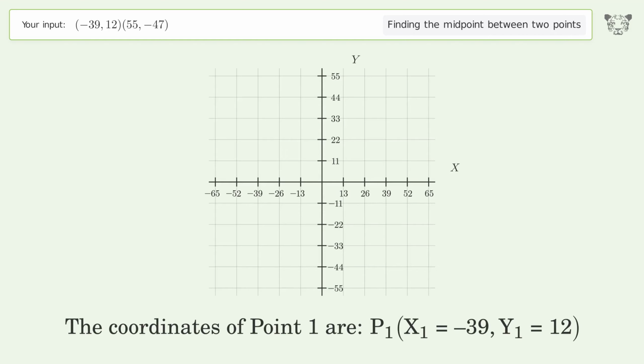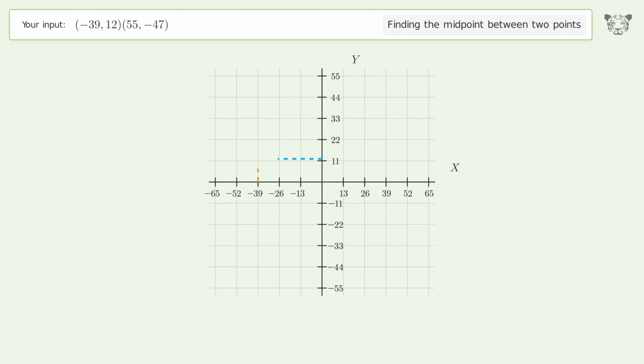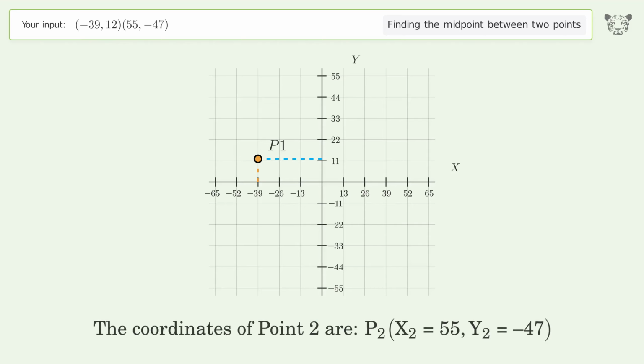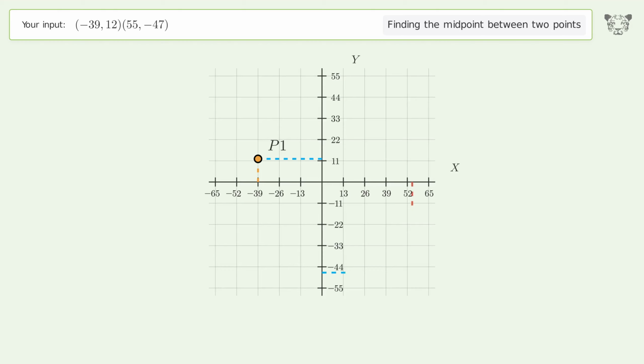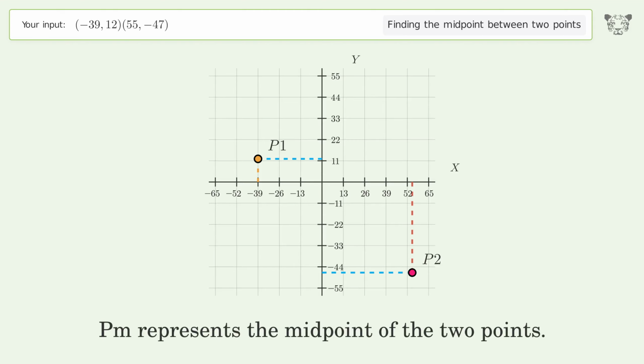The coordinates of point 1 are x1 equals -39, y1 equals 12. The coordinates of point 2 are x2 equals 55, y2 equals -47. PM represents the midpoint of the 2 points.